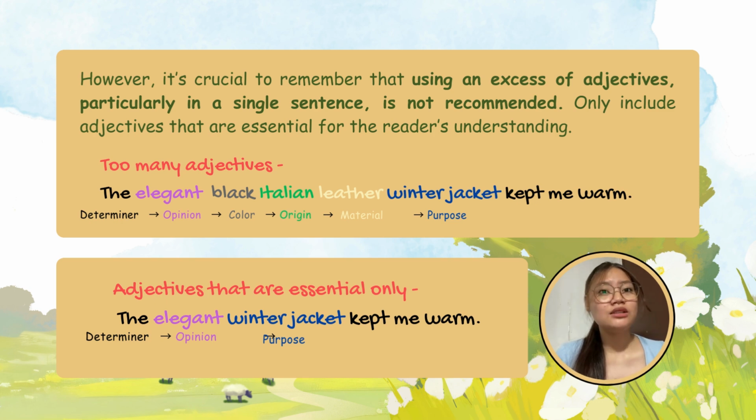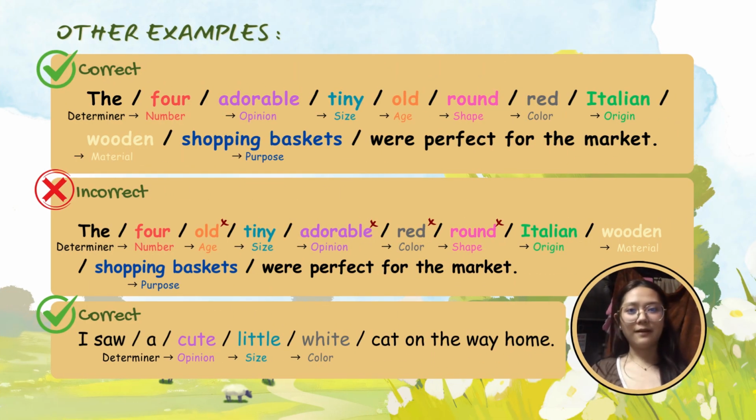For example, instead of saying the elegant black Italian leather winter jacket, it's usually better to simply say the elegant winter jacket kept me warm. Additionally, for more examples: the 4 adorable tiny old round red Italian wooden shopping baskets were perfect for the market. This follows the order: 4, which is a number; adorable, which is an opinion; tiny, which is size; old for age; round for its shape; red a color; Italian for its origin; wooden, which indicates the material; shopping baskets for the purpose.